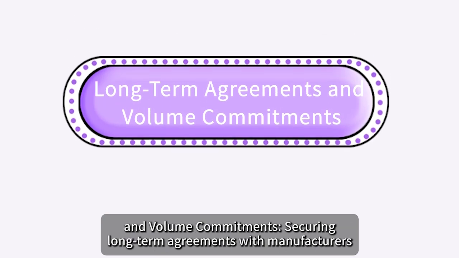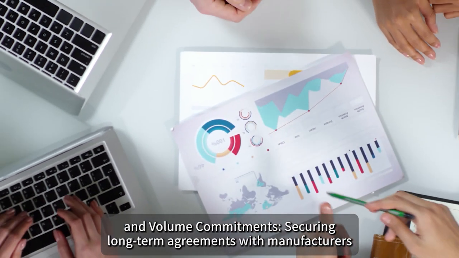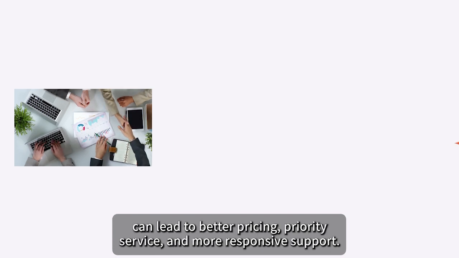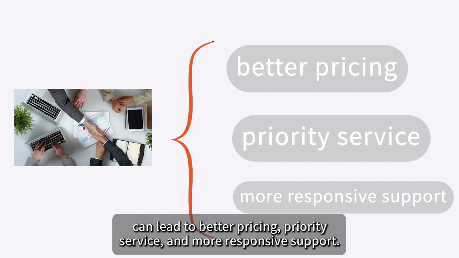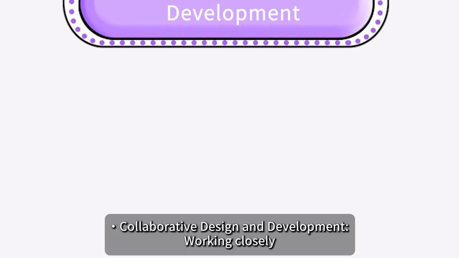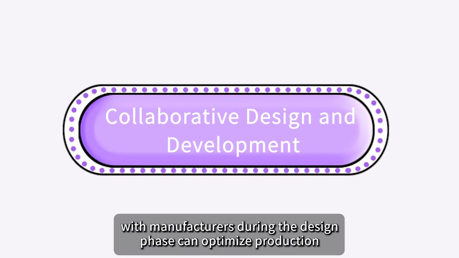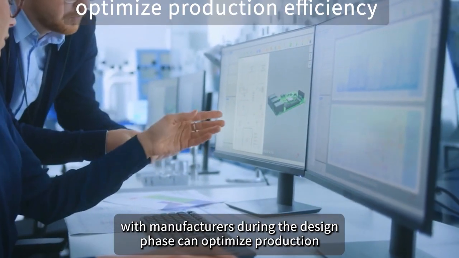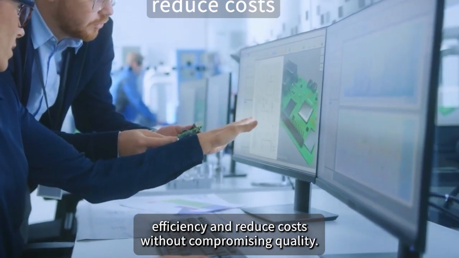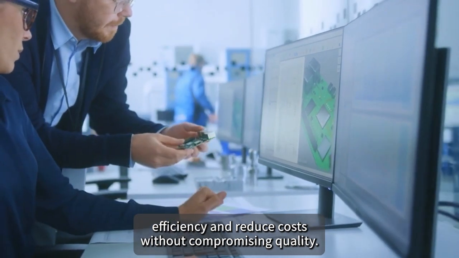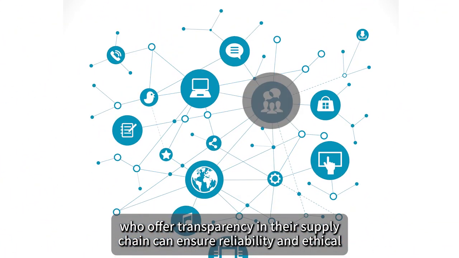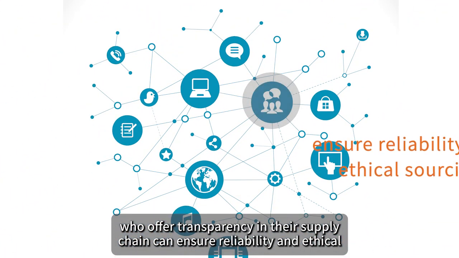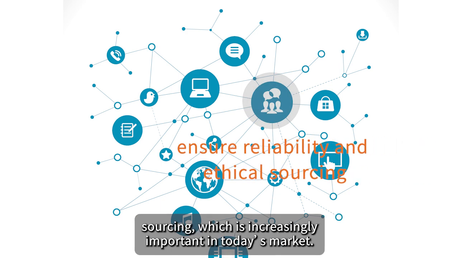Long-term agreements and volume commitments. Securing long-term agreements with manufacturers can lead to better pricing, priority service, and more responsive support. Collaborative design and development. Working closely with manufacturers during the design phase can optimize production efficiency and reduce costs without compromising quality. Supply chain transparency. Choosing suppliers who offer transparency in their supply chain can ensure reliability and ethical sourcing, which is increasingly important in today's market.